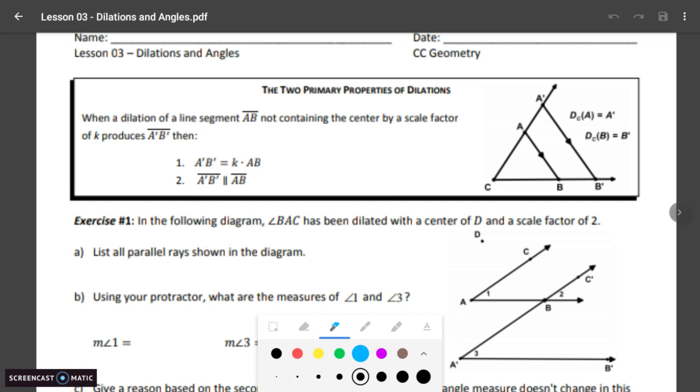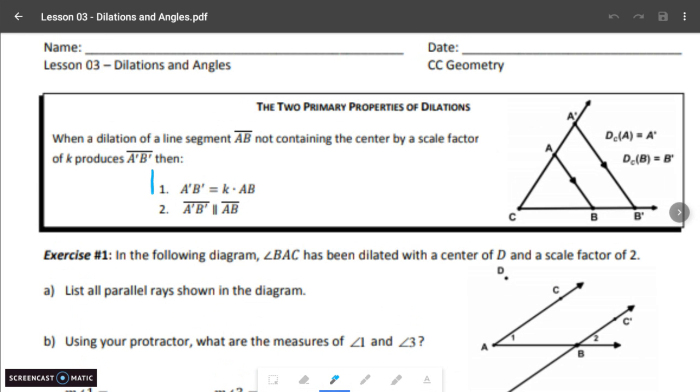Now, a little reminder, we talked about K being a scale factor, which is whatever I multiply by to make my shape bigger or smaller. And when I do this multiplication, it's always going to keep the original line, like AB here, parallel to the new line. So we're always going to have parallel lines when we have a dilation.